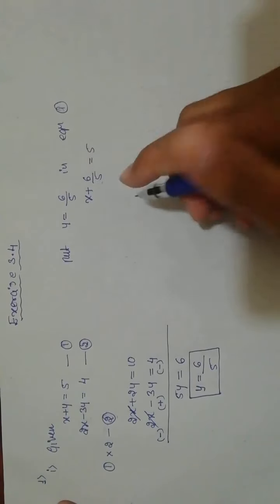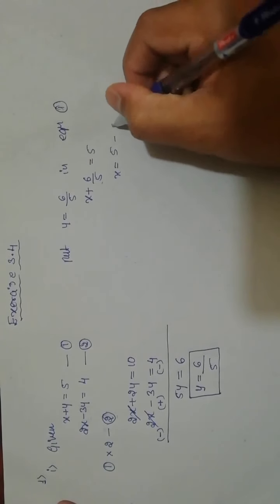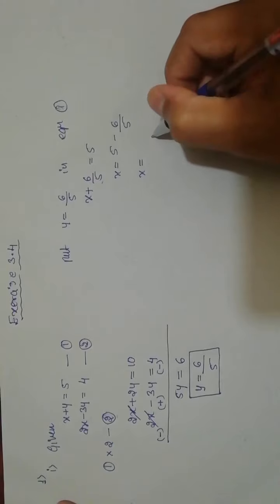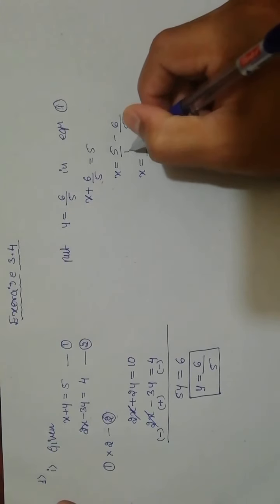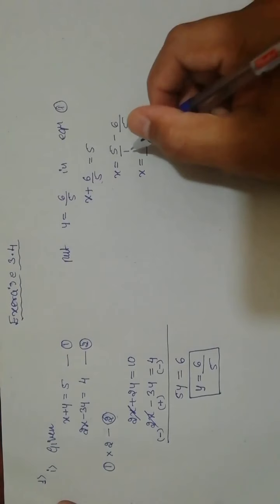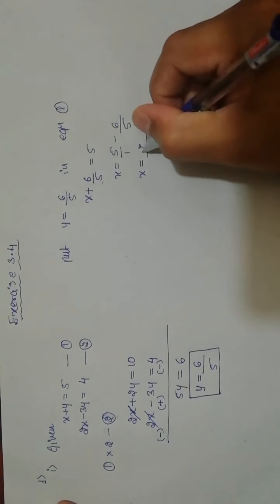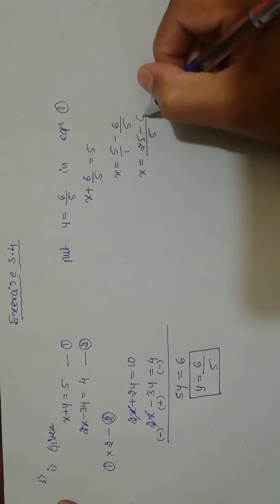So now shift 6 divided by 5 towards the right side. It will become 5 minus 6 divided by 5. So on the right hand side you need to take the LCM. It will become 5, because here it is 5 by 1. LCM for 1 and 5 is 5, and then 5 ones are 5. 5 into 5 it will become 25, minus 1 into 6 it will become 6.